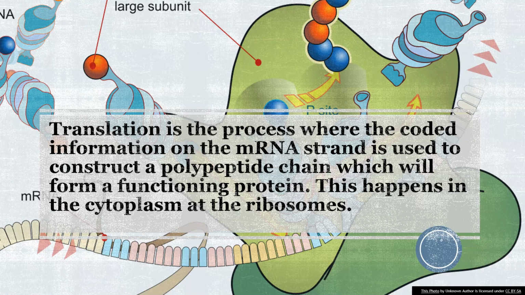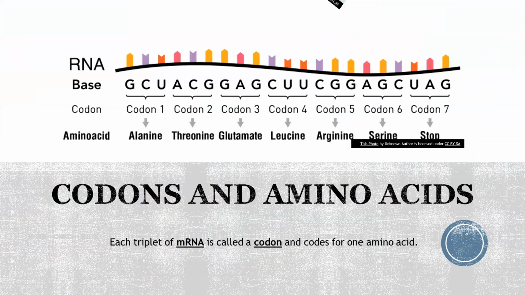Alrighty. Translation is the process where the coded information on the mRNA strand is used to construct a polypeptide chain, which will form a functioning protein. This happens in the cytoplasm at the ribosomes. Alrighty, let's get this show on the road.